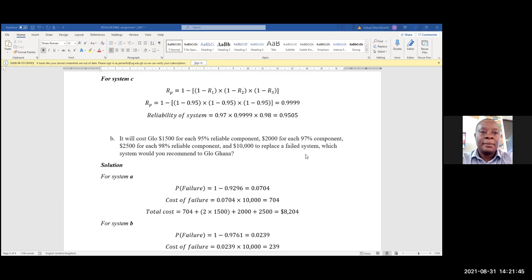So we have to first look at the probability that the system will fail, and that is one minus the reliability. The reliability tells us how reliable that system will function. Out of 100, we are saying 92.96% reliable, which means it will deliver up to that capability. So we get the probability of failure, then we multiply by the failure cost to get the expected failure cost. That is 704.